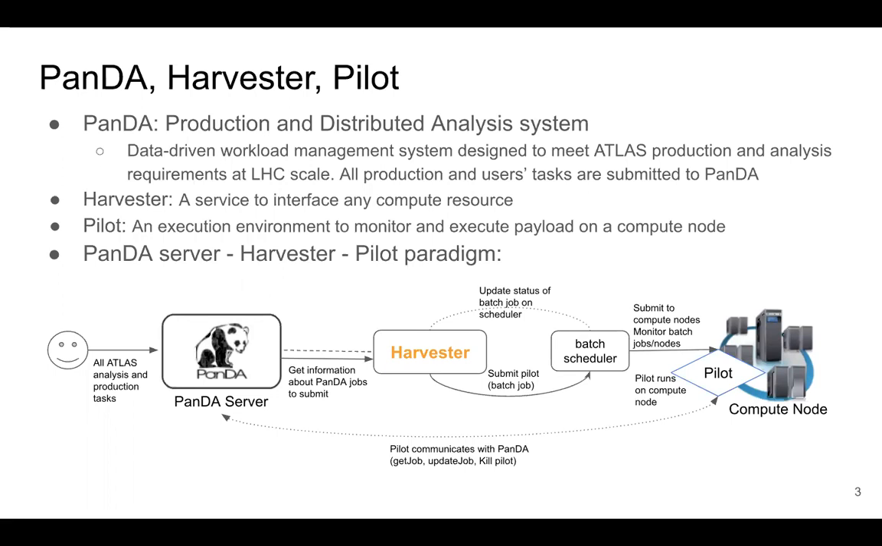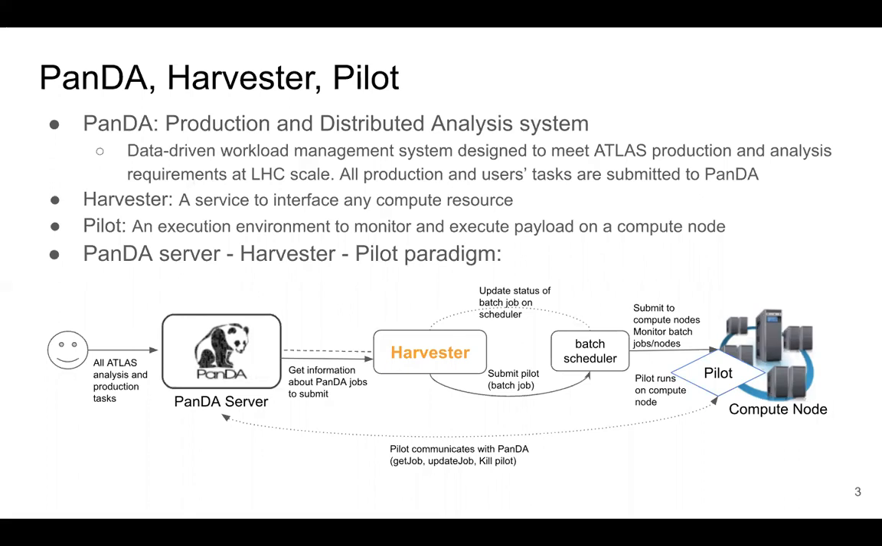So PanDA, also known as our production and distributed analysis system, is a data-driven workload management system designed to meet Atlas production and analysis requirements at LHC scale. All production and user tasks are submitted to PanDA. And Harvester is our service to interface any compute resources with the PanDA server. And Pilot is an execution environment to monitor and execute payload on a compute node. So you can see the diagram.